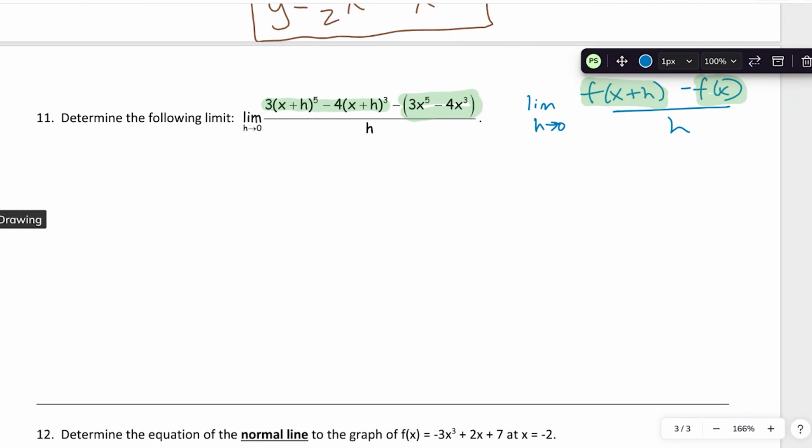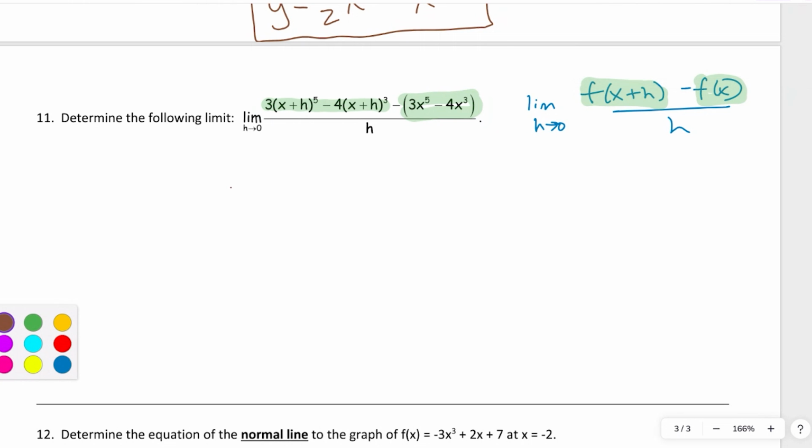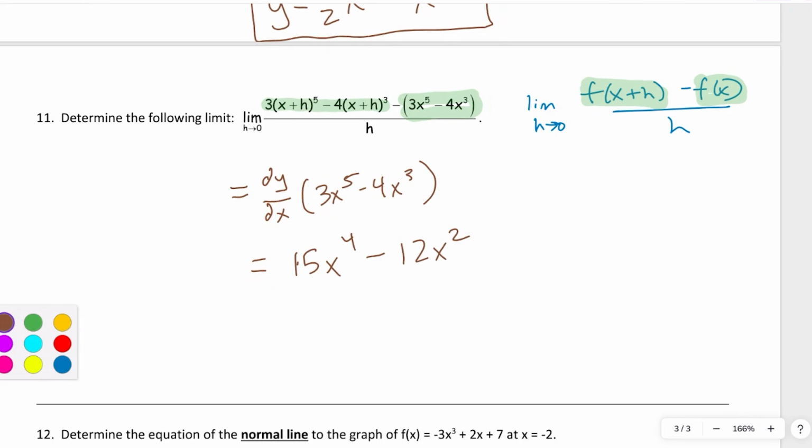So to find this limit, instead of doing all the algebra and going through the limit process, we're just going to recognize that this is just asking for the derivative, or dy/dx of f of x, which is 3x to the 5th minus 4x cubed. So we're just going to differentiate this. So we know how to do that. We've got the power rule. We've got 5 times 3 is 15. We've got x to the 4th minus 12x squared.